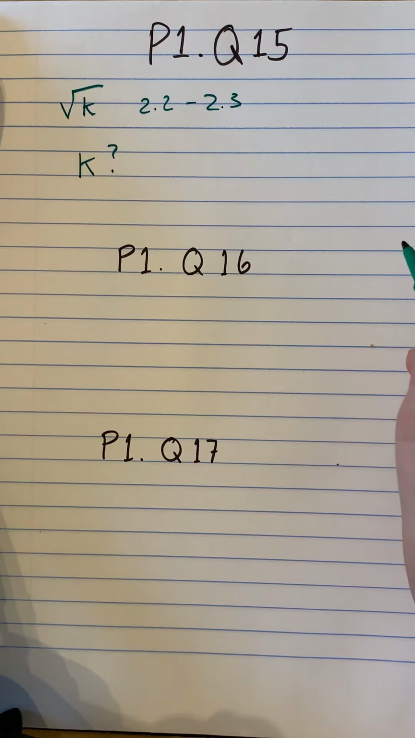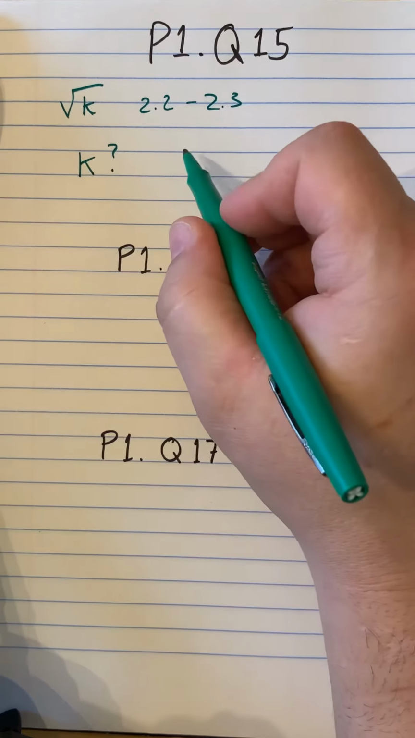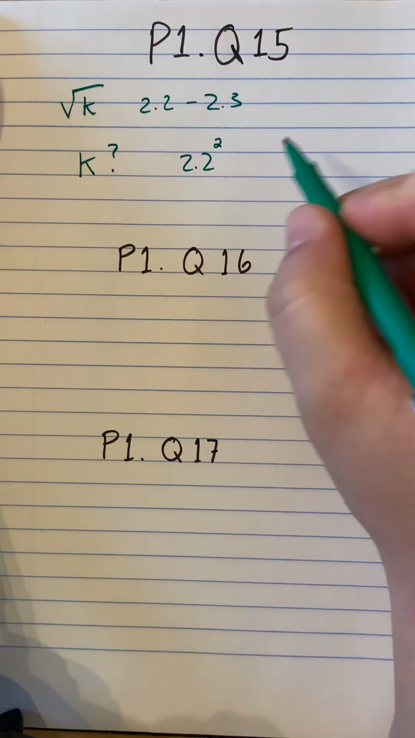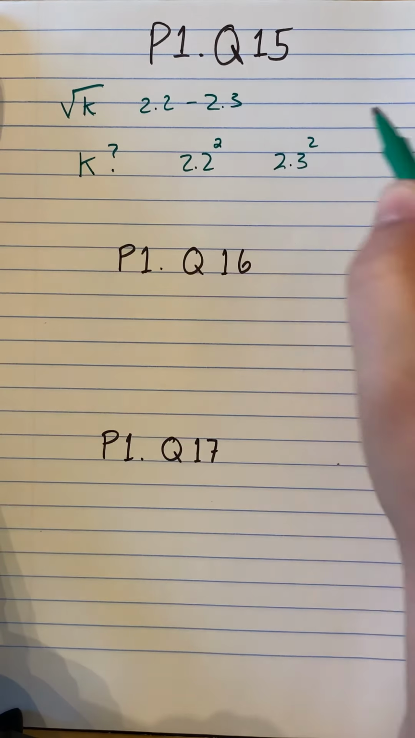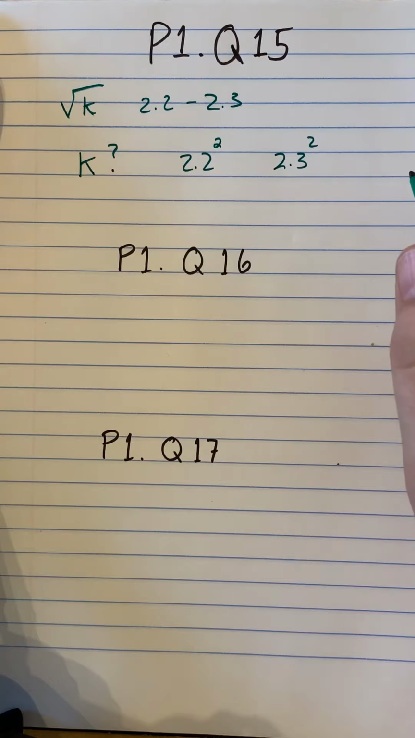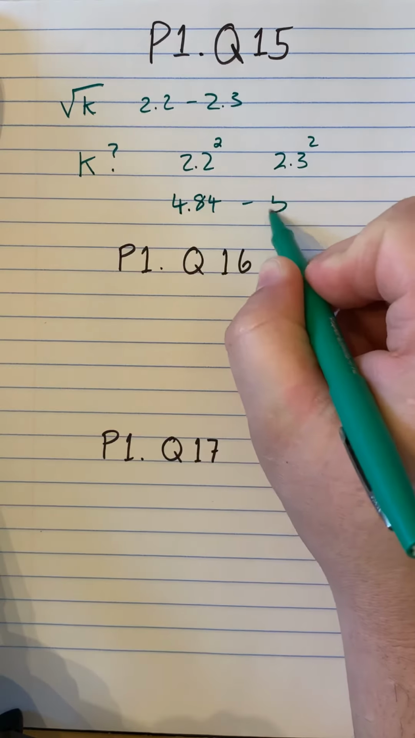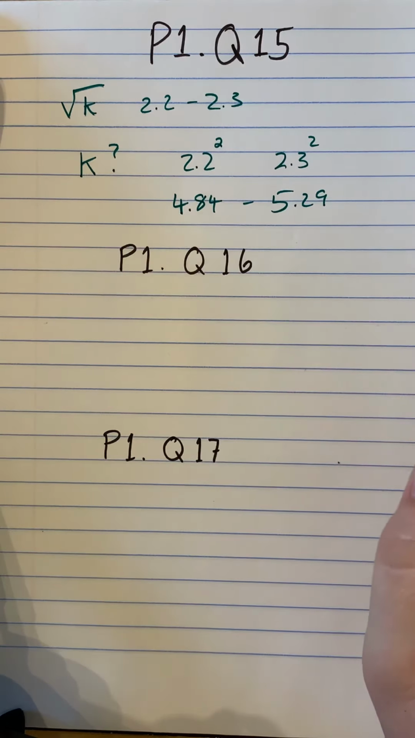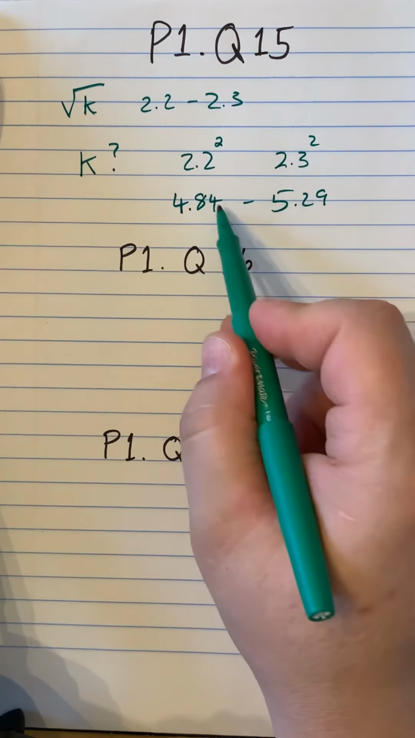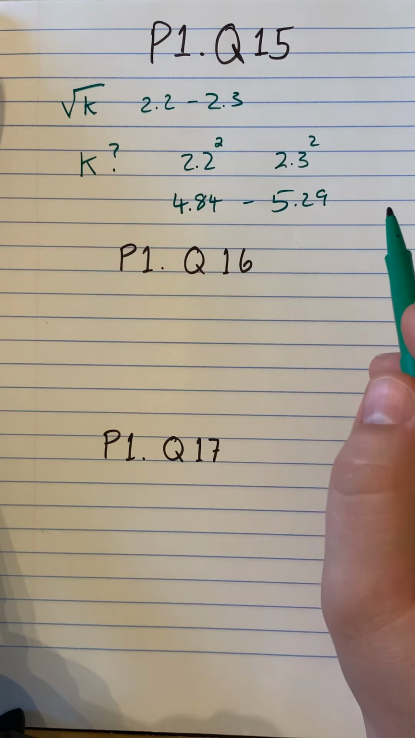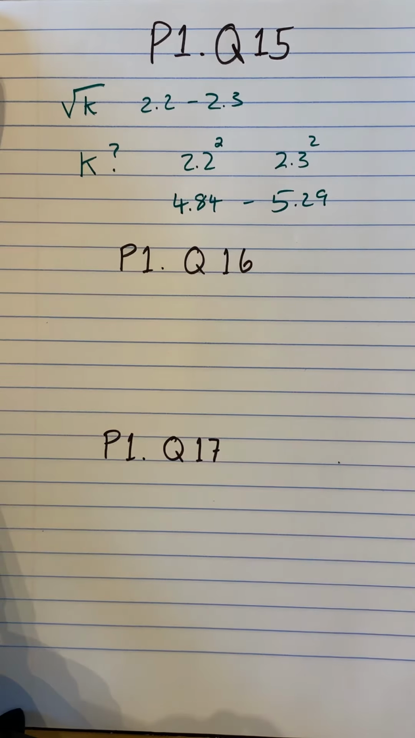Well, in order to figure that out, we would need to take the 2.2 and square that. And we would need to take 2.3 and square that. And when we find those two numbers, we will have a range. I think at this point it's 4.84 all the way to 5.29. So all of our answers would have to be inside of this range. So what you're going to do is look for all of those answers and see if they fit within the range of 4.84 and 5.29.